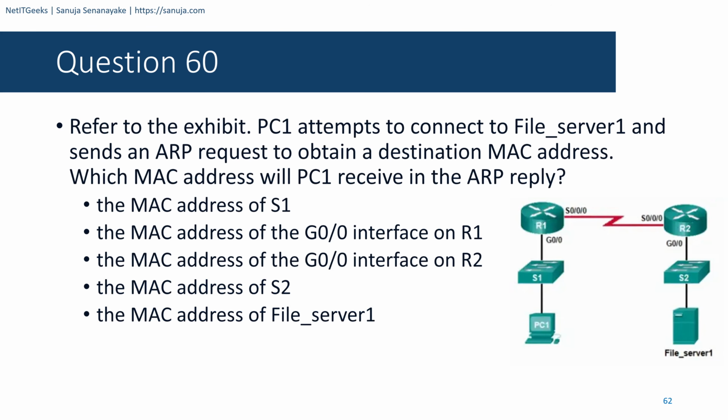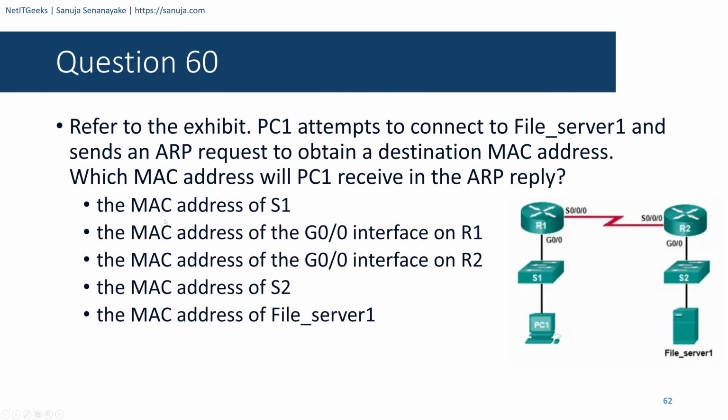Question number 60. Refer to the exhibit, which is on the bottom right hand corner. PC1, which is this one, is attempting to connect to file_server1, which is this one, and sends an ARP request to obtain a destination MAC address. Which MAC address will PC1 receive as a result of that? What is the ARP reply going to come back with for PC1's request?